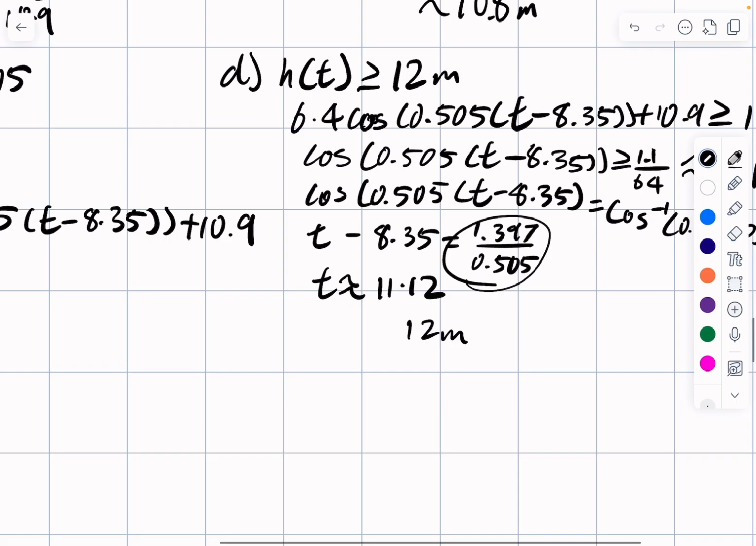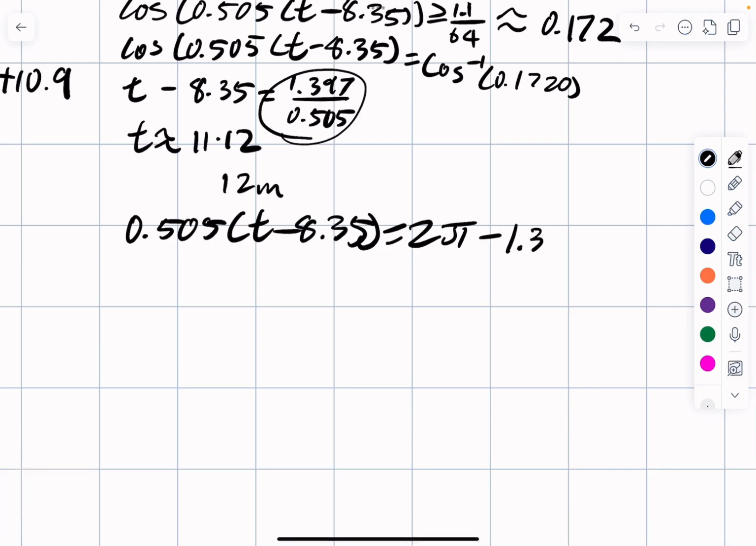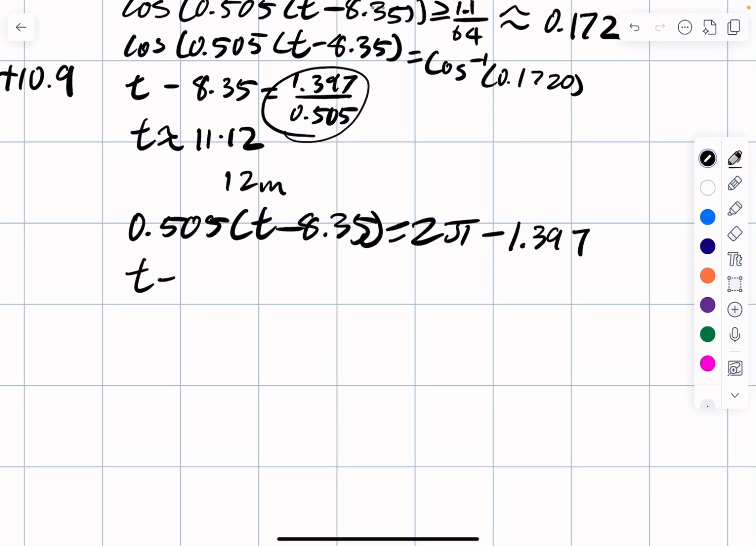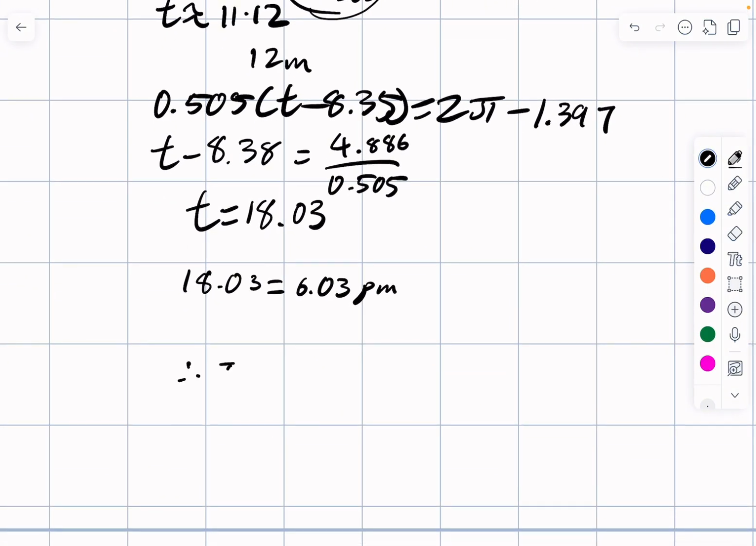So because of this, when you try to plug in, 0.505 times (t minus 8.35) equals 2 pi minus 1.397, which is 4.886, so t equals 18.03, and 18.03 is equal to 6:03 p.m.